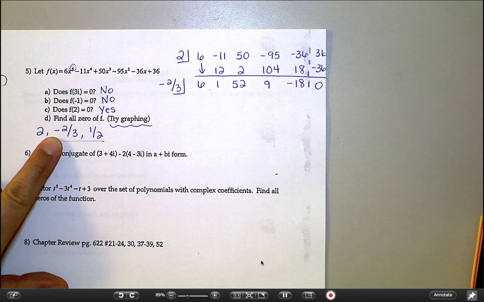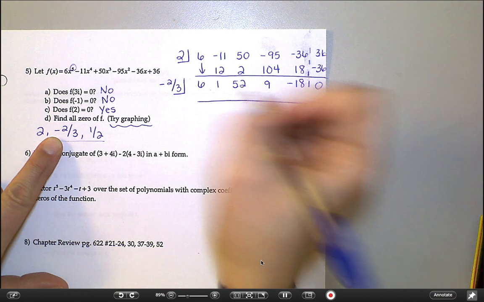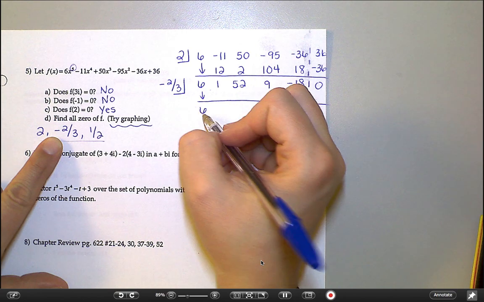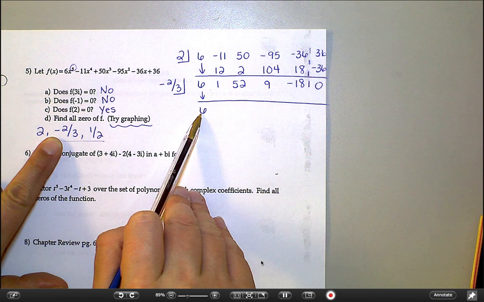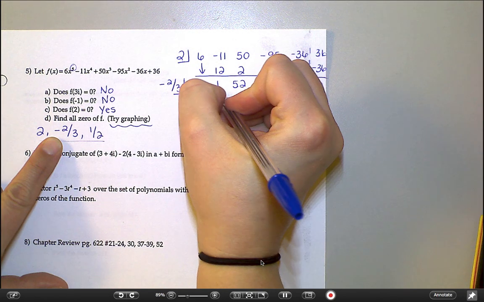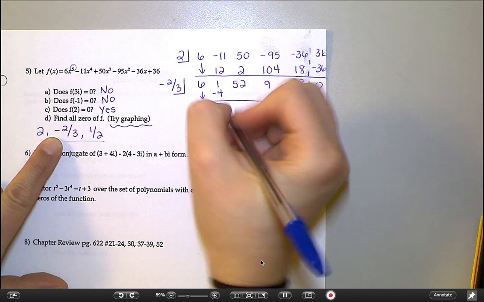Okay, and I know fractions aren't our best friends, but it'll work. So now, drop my 6 down. Negative 2/3 times 6. Don't let this freak you out. This is negative 2 times 6, which is negative 12, divided by 3 is negative 4. Okay, 1 plus negative 4 is negative 3.